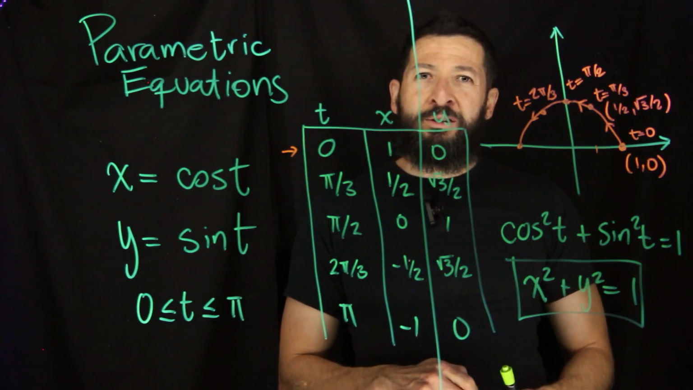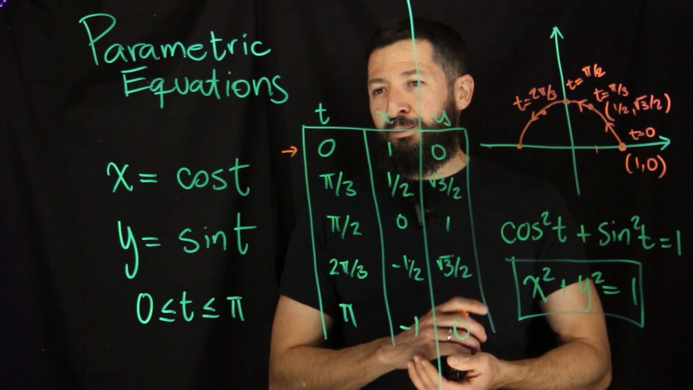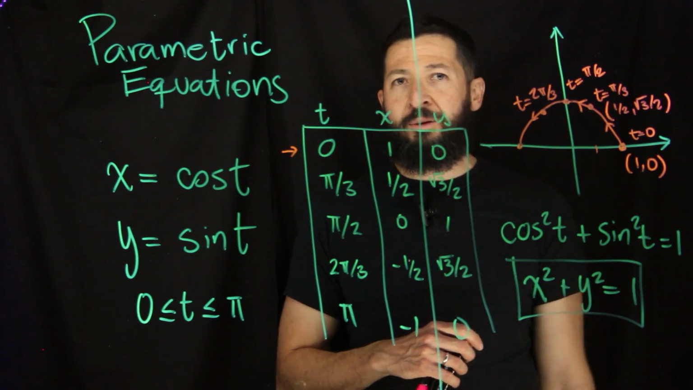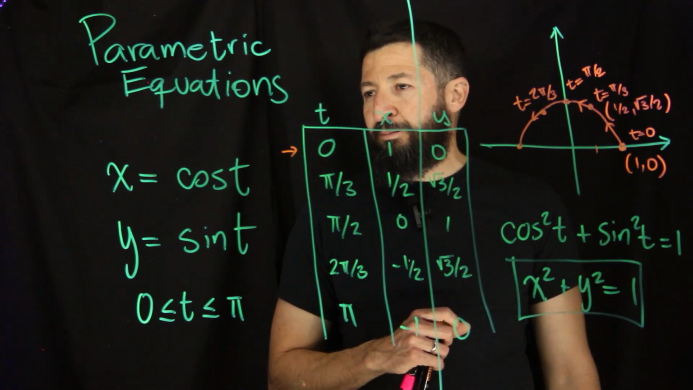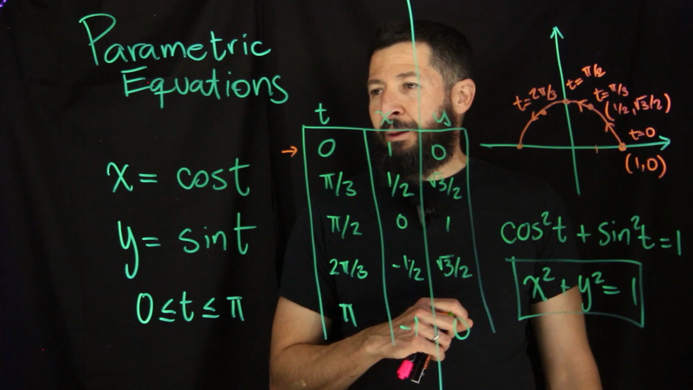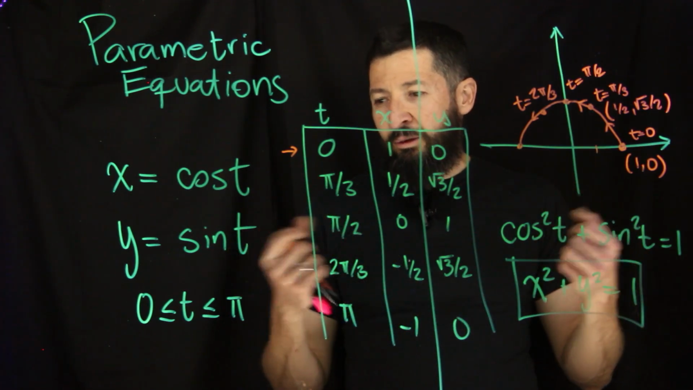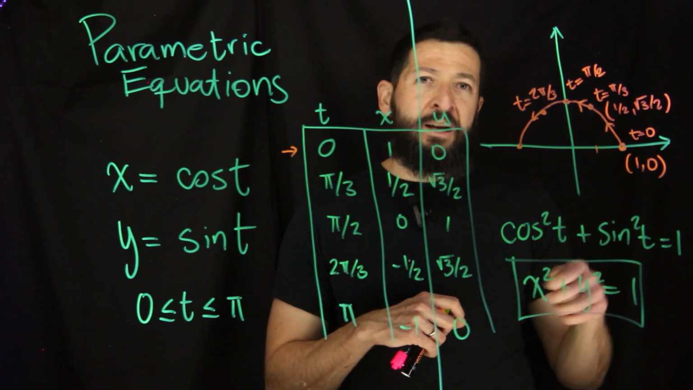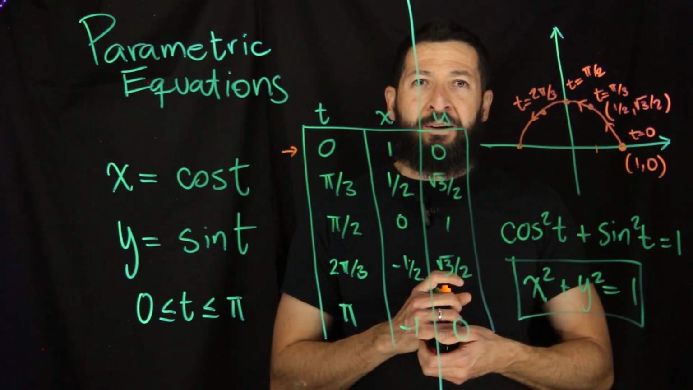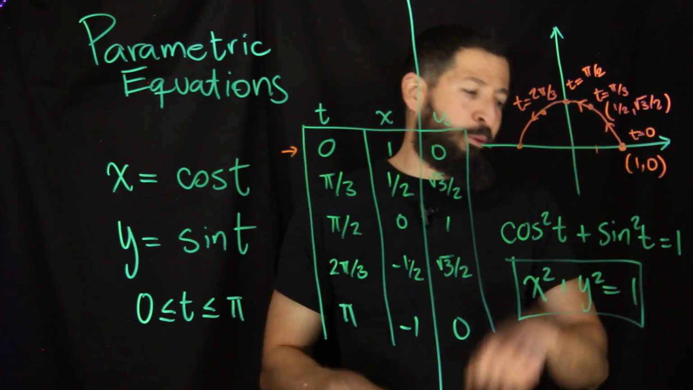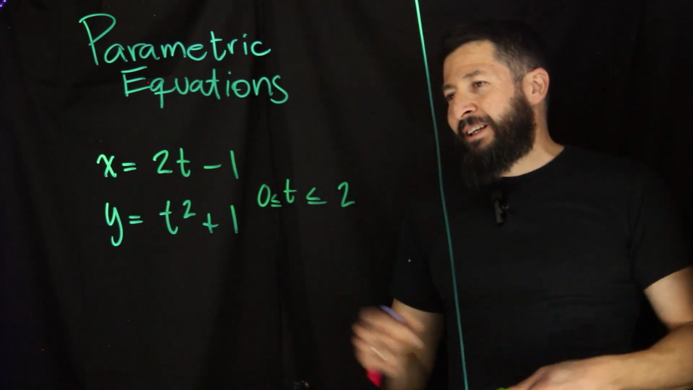So parametric equations have their use, and there are times when they're going to be way more convenient, turning things into parametric equations. All right, let's do another example, and then I'm going to graph the equation, and I'm also going to eliminate the parameter in that other one. All right, so let me erase. I'll be right back. All right, so let's take a look at this one.